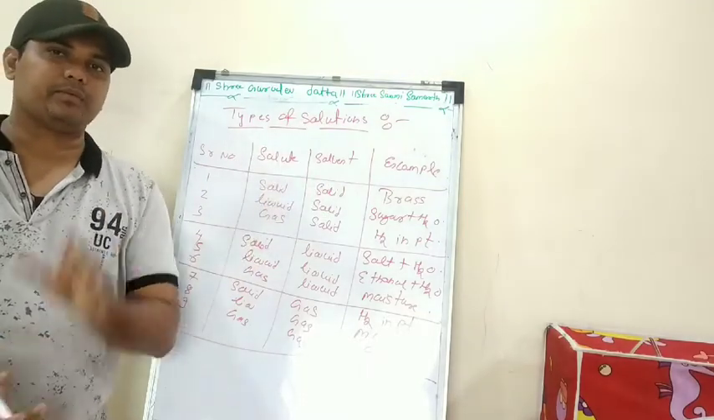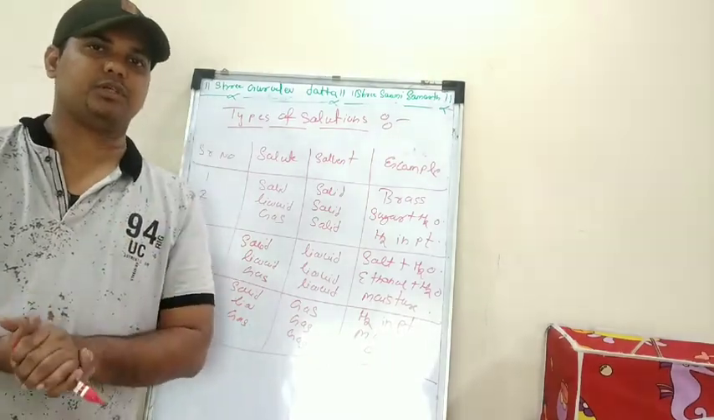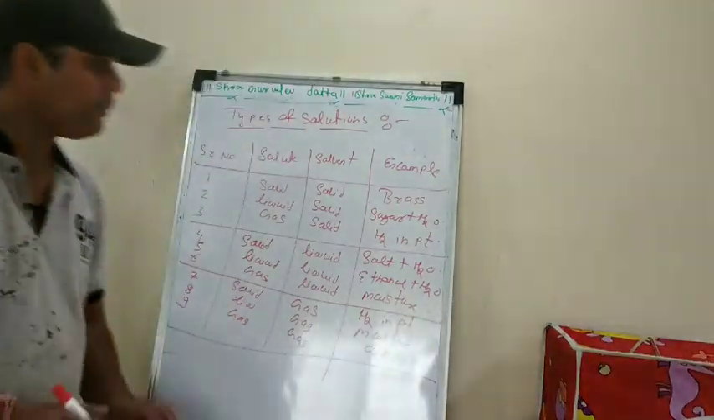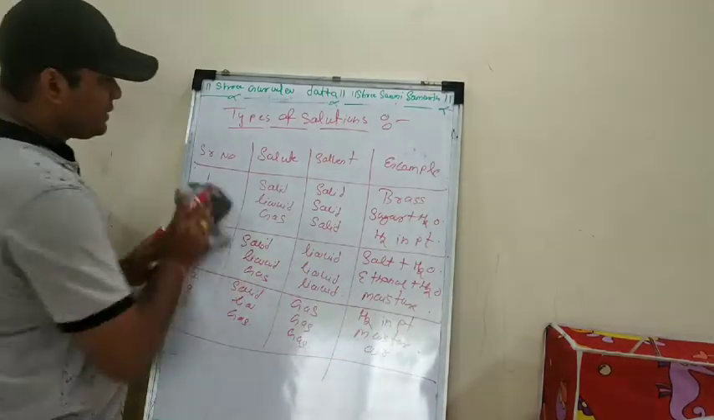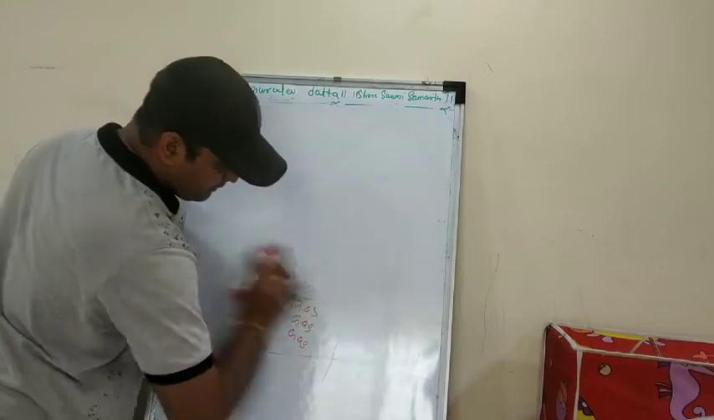So how many types of solutions are present? There are a total of 9 types of solutions present. So I request all the students to note down the types of solutions properly, right? Okay, now let's move further.